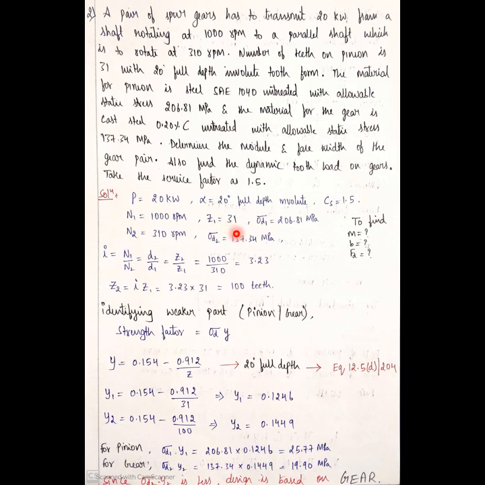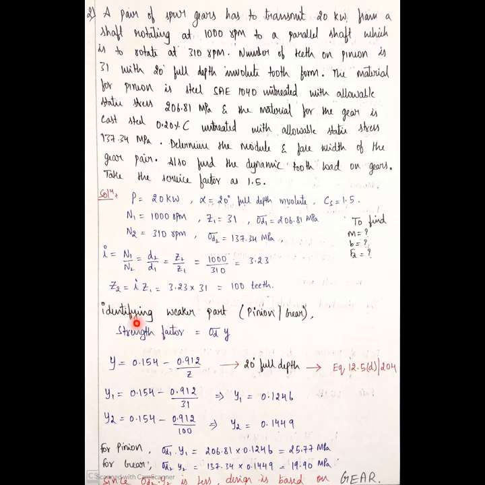Z1 is equal to 31, the number of teeth on the pinion. Similarly, sigma D1 and sigma D2 are given. He is asking us to find these three and one values. The first step is to find the velocity ratio, that is N by N1 or D2 by D1 or Z2 by Z1. 3.23 is the velocity ratio. Z1 you know, similarly i is equal to Z2 by Z1, so you will get Z2.